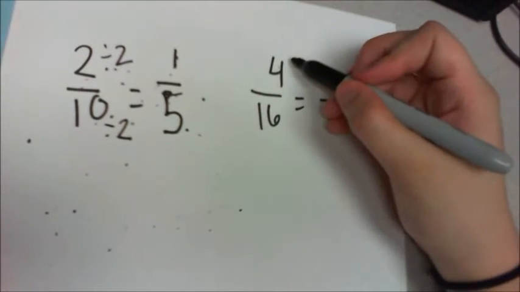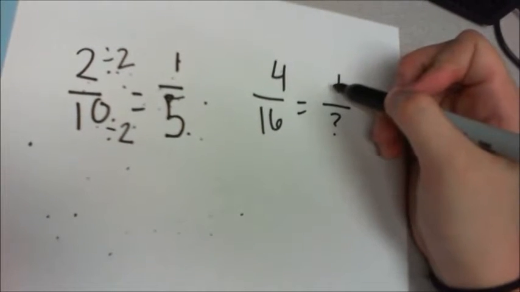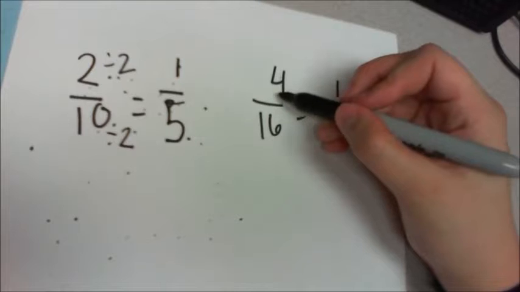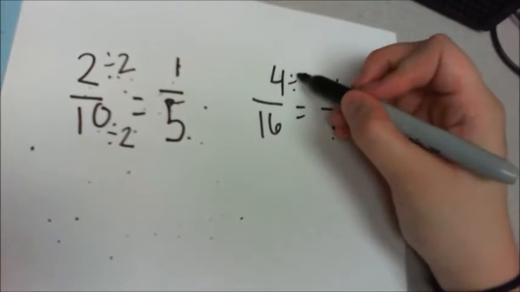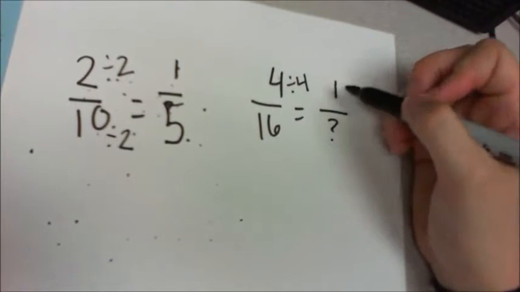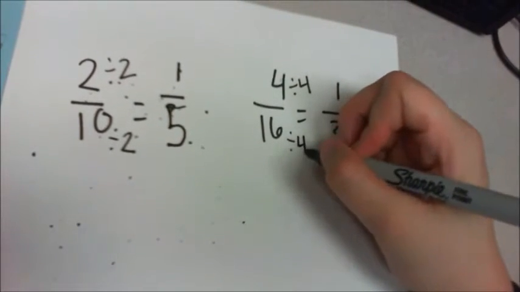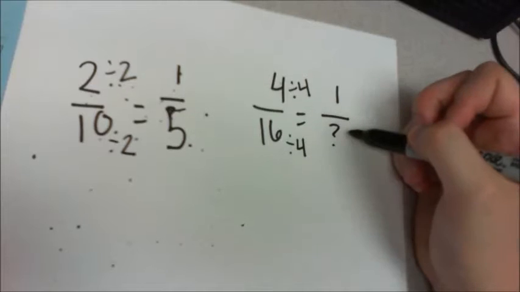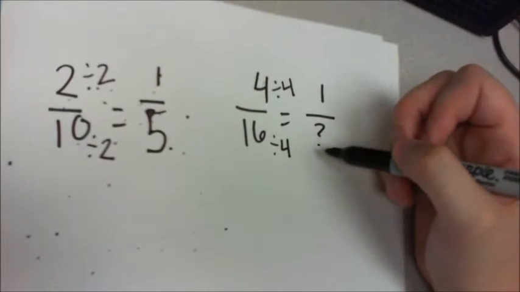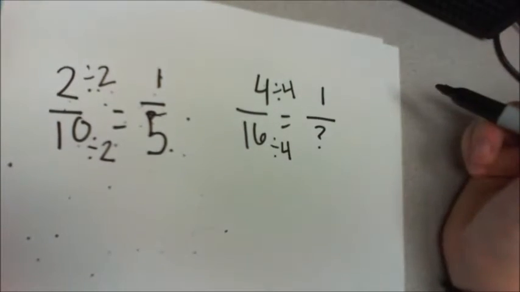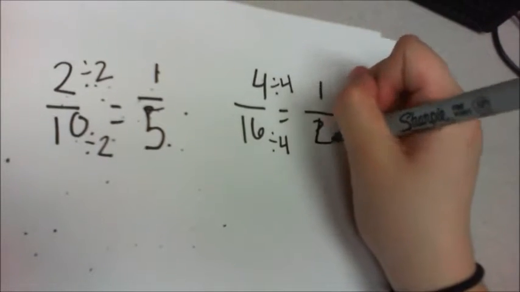Looking over here, how do you go from 4 to 1? You got smaller, so you divide by the same number. 4 divided by 4 gives you 1. Whatever I do to the top, I do to the bottom. 16 divided by 4 is, or 4 times what number gives me 16? 4.